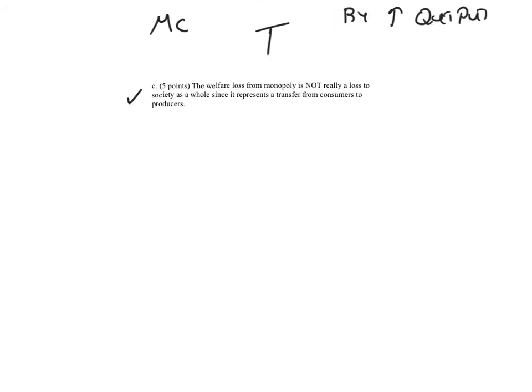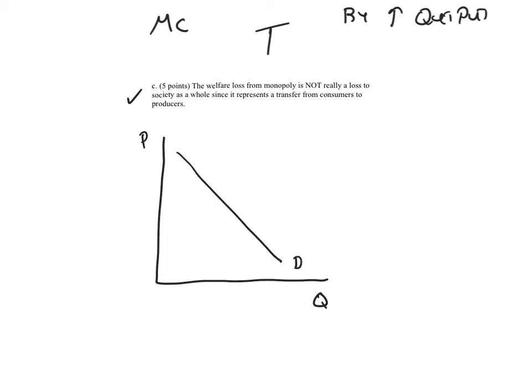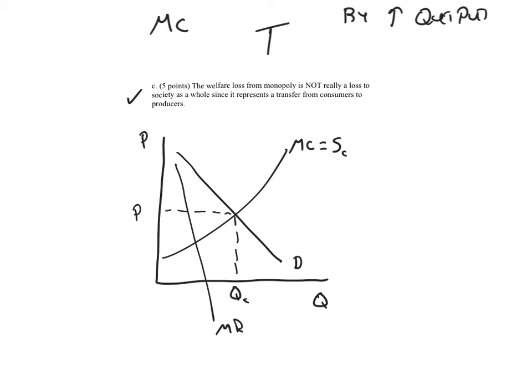The welfare loss from monopoly is not really a loss to society as a whole, since it represents a transfer from consumers to producers. So let's just look at this graphically. And we have a demand curve, and the monopolist has a marginal revenue curve underneath that demand curve and a marginal cost curve. And if this was a competitive market, then this marginal cost curve would be the competitive firm's supply curve. And so the competitive quantity would be QC, the competitive price would be PC.